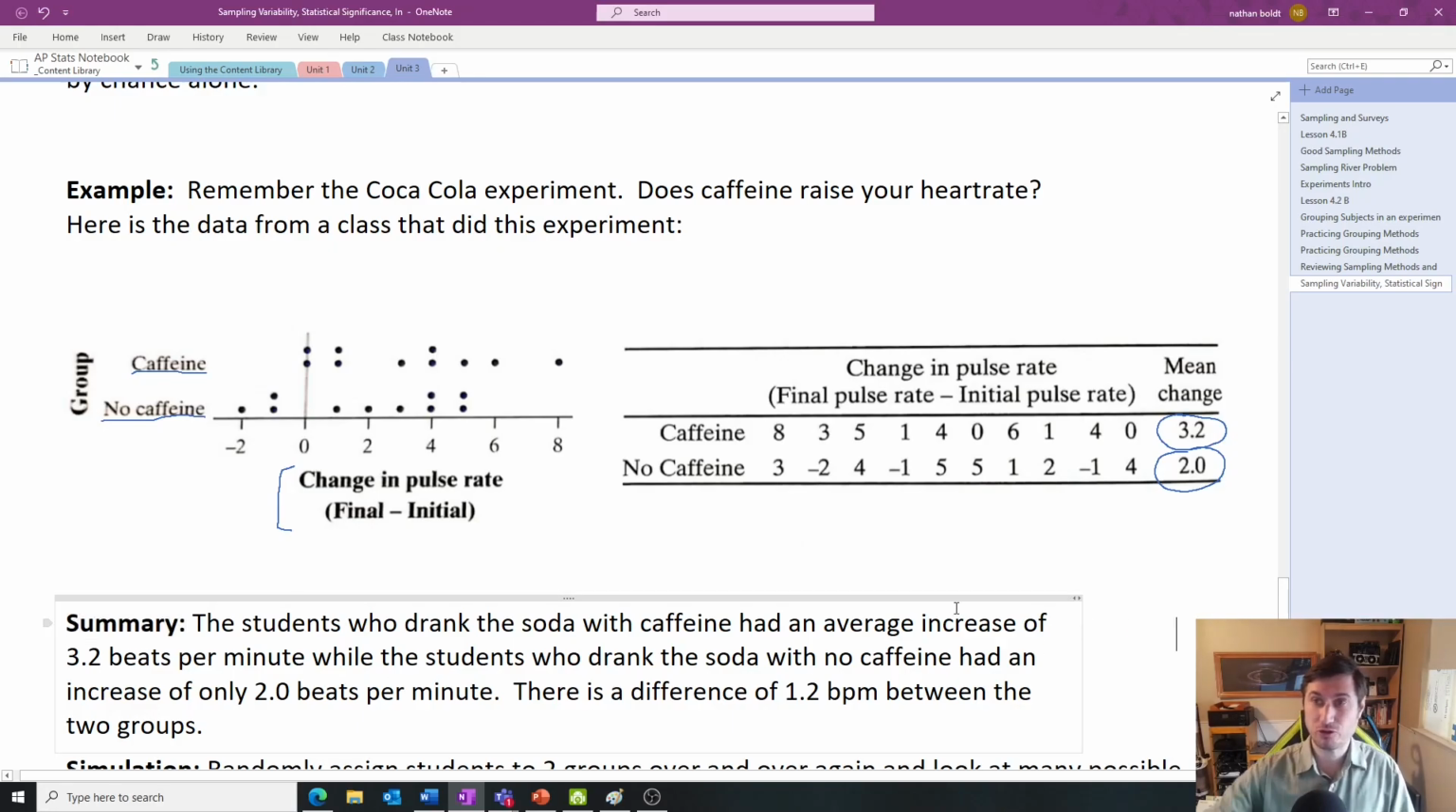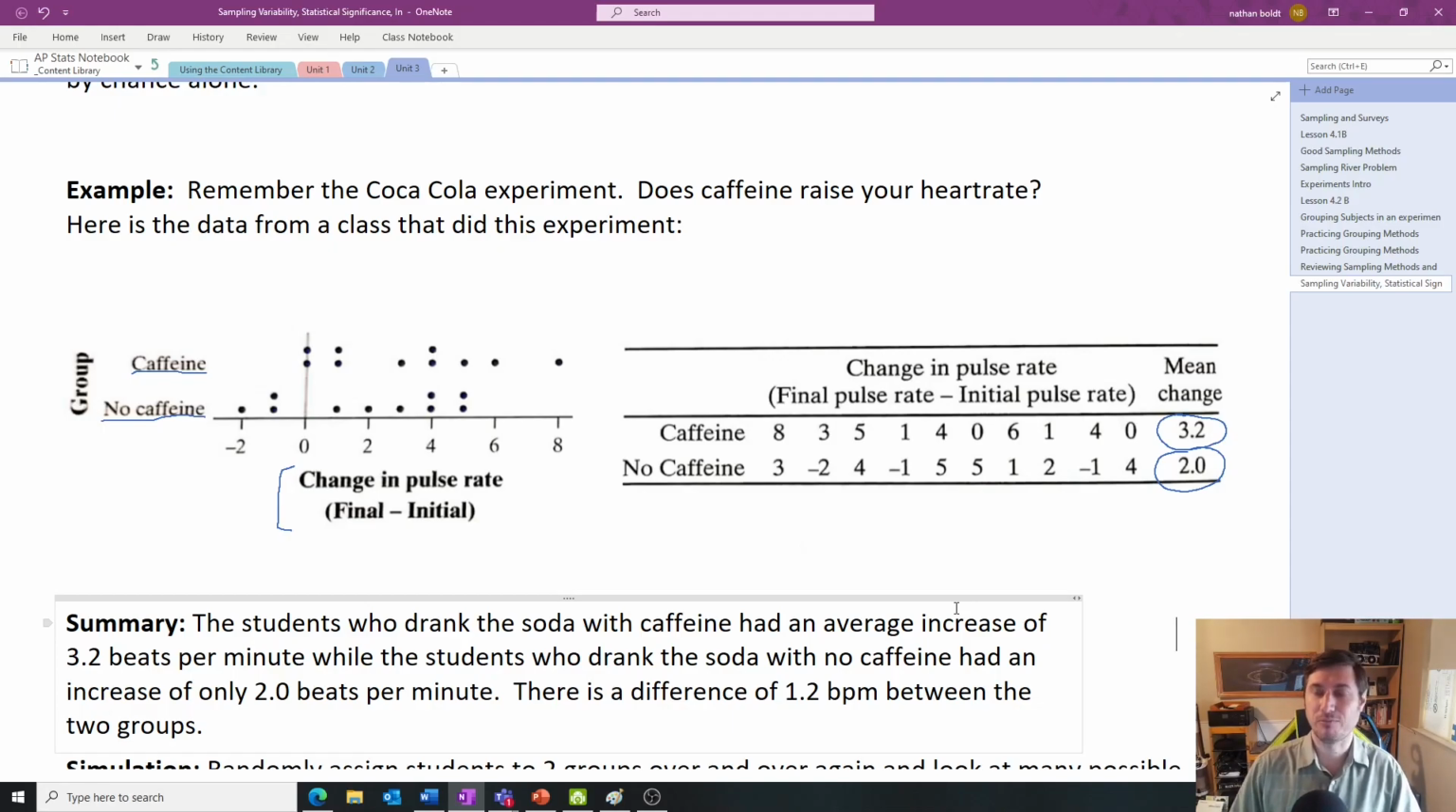So now we've got to decide, is that difference big enough to assume that our treatment did something? Did the caffeine actually do something? Because it kind of looks like, yeah, the caffeine group had a higher increase in heart rate. But is that increase enough to say, hey, our treatment did something? Or was it just the fact that people are different, and when we randomly assigned people, we just happened to get people into the caffeine group who were going to have higher heart rates anyways? All right, were we just kind of unlucky in our random assignment?